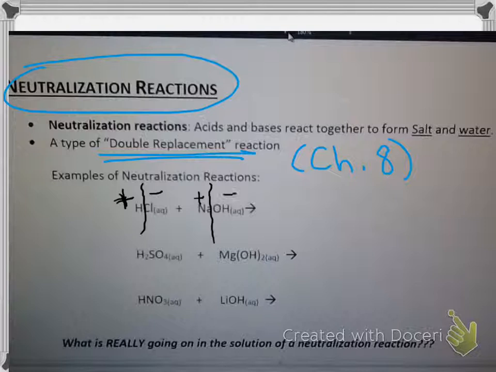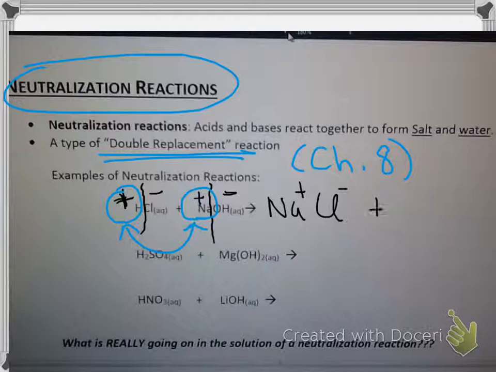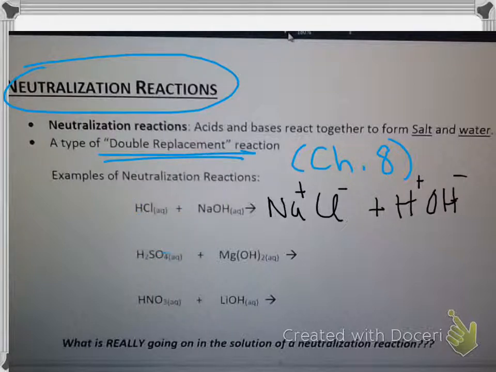Remember, in a double replacement reaction, the cations switch places with the anions. So the hydrogen and the sodium switch places in a double replacement reaction. So instead of hydrogen with chloride, we're going to have sodium with chloride. So I'll have sodium plus with Cl minus, and then instead of sodium with hydroxide, I'll have a hydrogen ion with hydroxide. H plus OH minus. Alright, let's take a closer look at what we have. The cations have switched places with their anions. So sodium and hydrogen have switched places.